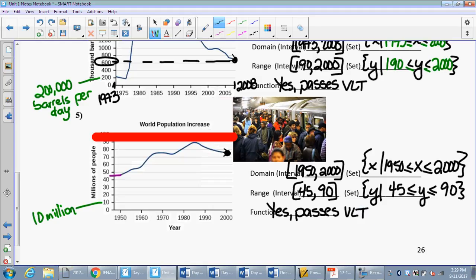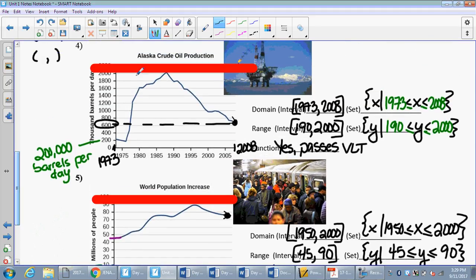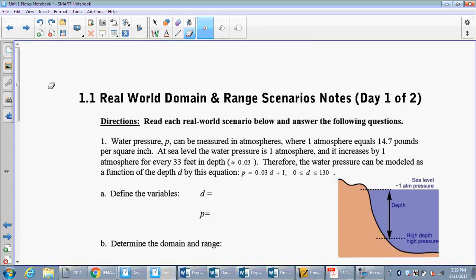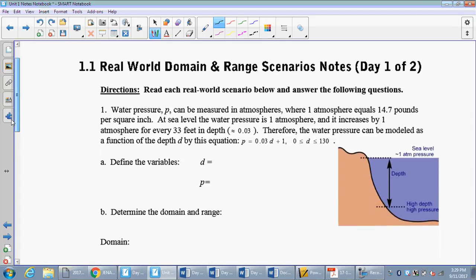So real world data like this exists all over the place. Start paying attention when you see the news, how many graphs they'll show as part of the news broadcasts. Every graph you see has a set of X values and a set of Y values. Let's look at our first real world scenario. And this is real data, not just made up numbers.